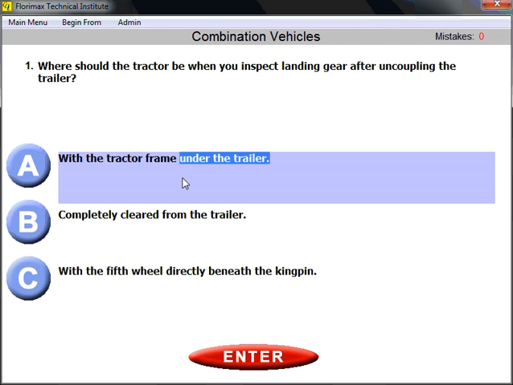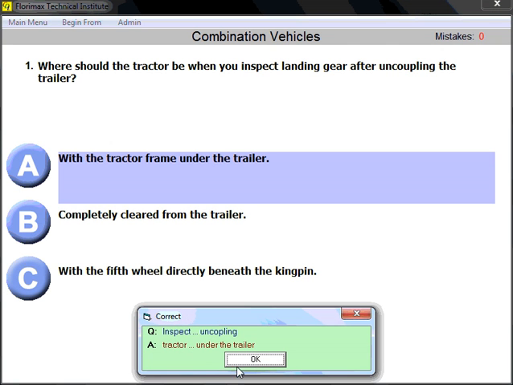Okay. Tractor frame. Again, safety first. You have to ensure safety. While you inspect landing gear, leave the tractor frame under the trailer. Okay. So when you inspect, that's a key word. It should be under. When you make sure, you can clear it out. So you inspect after uncoupling. Tractor should be under the trailer.